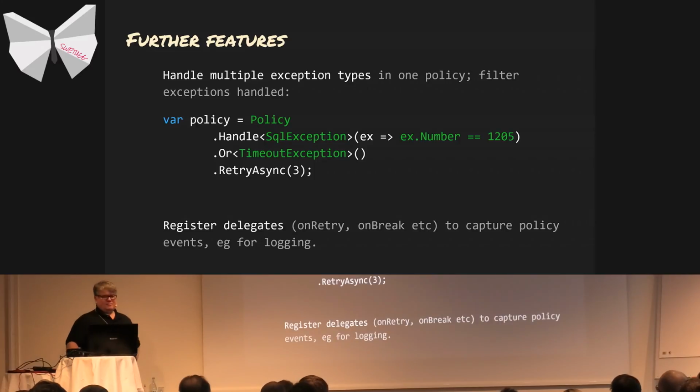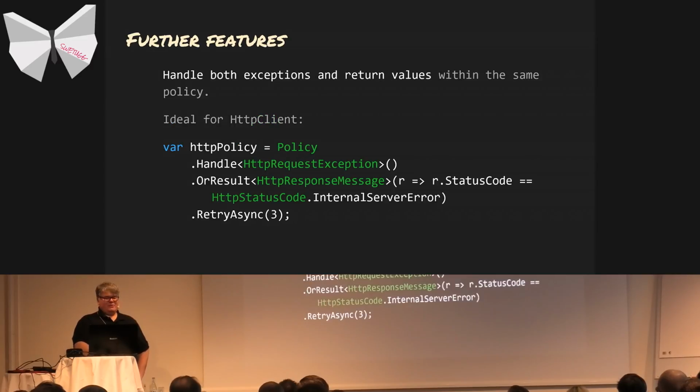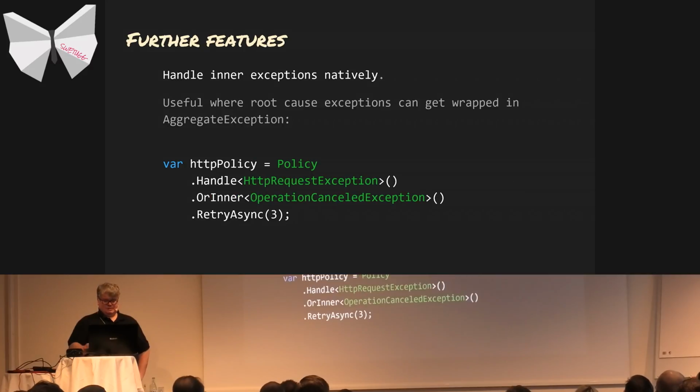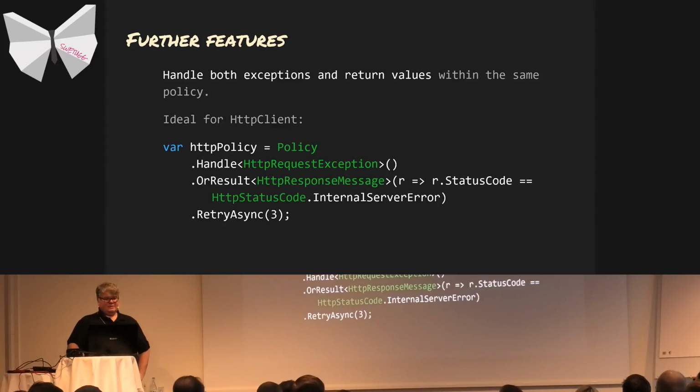We can handle multiple exception types in one policy just by adding .or. SQL exception, we can filter it to the number, for example. .or, this exception, that exception, whatever. Kind of nice. You can handle both exceptions and return values. So if you have HTTP REST endpoints that always return a 200, even if the data that you're getting is invalid, you can check the status code of that. So handle an HTTP request exception or the result where the status code equals whatever, internal server error.